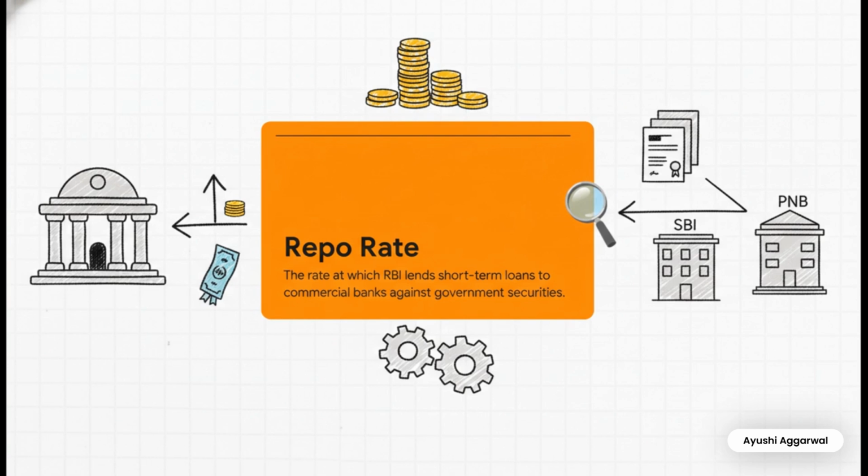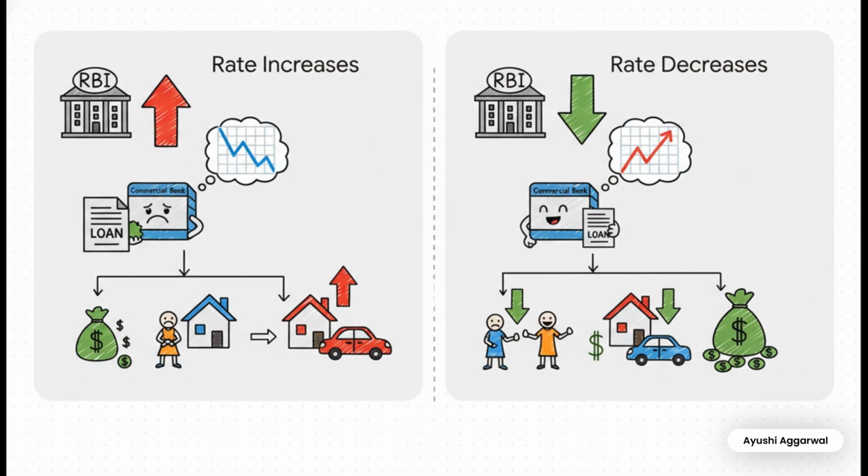So when banks are short on cash, they go to the RBI, give some government securities as collateral, and borrow money at this rate. The key thing to remember is RBI is the one doing the lending here. And here's how it all plays out. If the RBI hikes the repo rate, right, it suddenly becomes more expensive for banks to borrow from them. So what do the banks do?